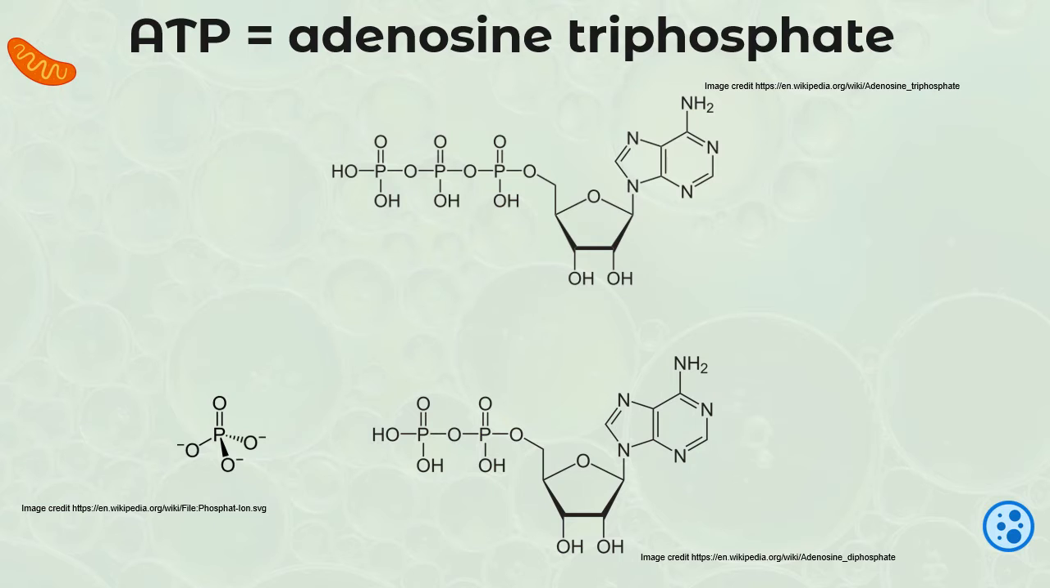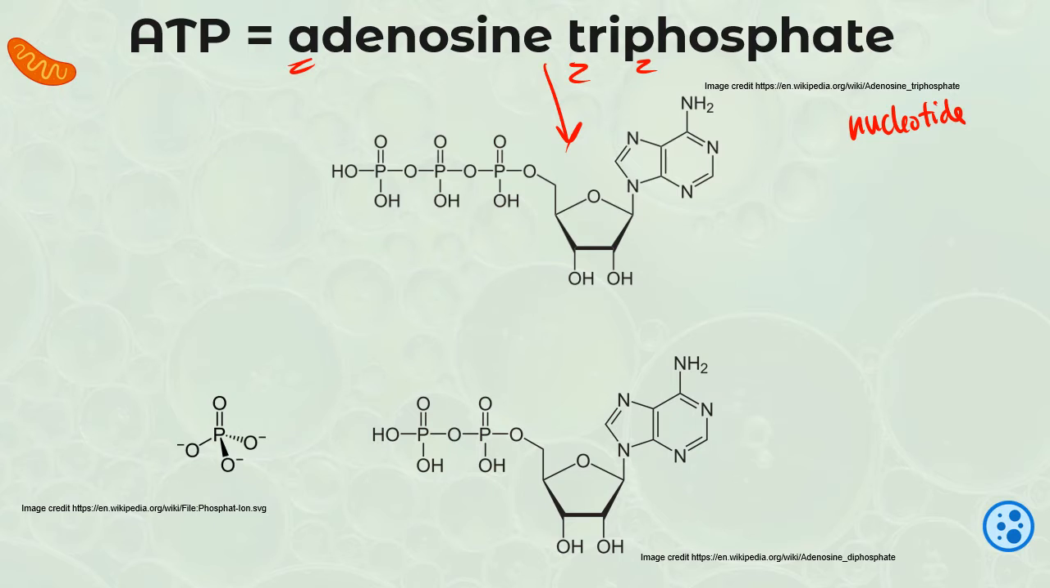So what even is ATP? Adenosine triphosphate. It's this molecule right here, which should look a whole lot like the nucleotides that we studied when we were looking at the structure of DNA and RNA. ATP is in fact a nucleotide.